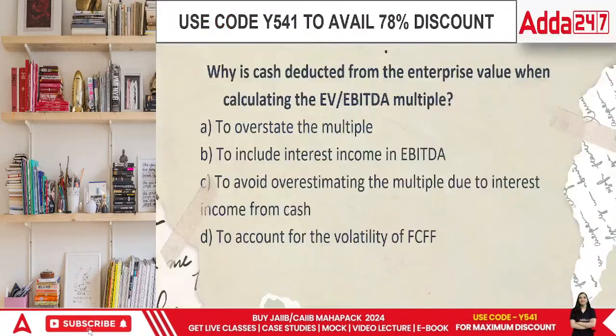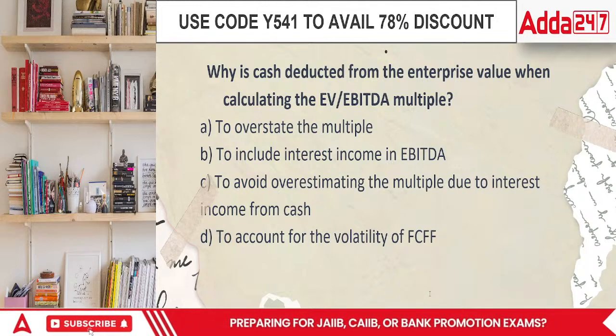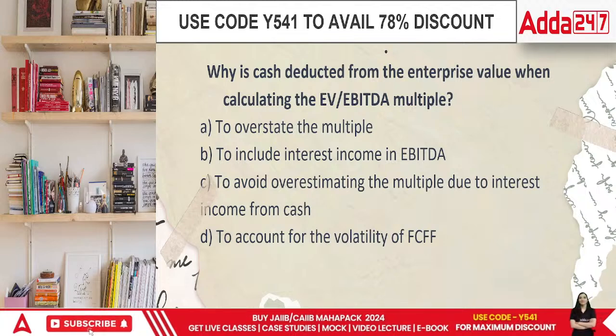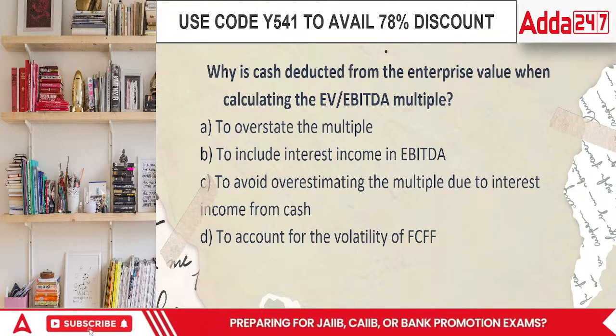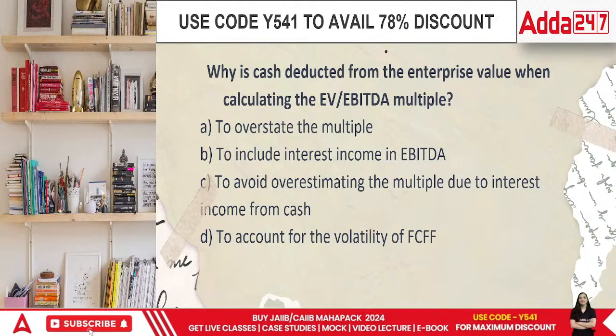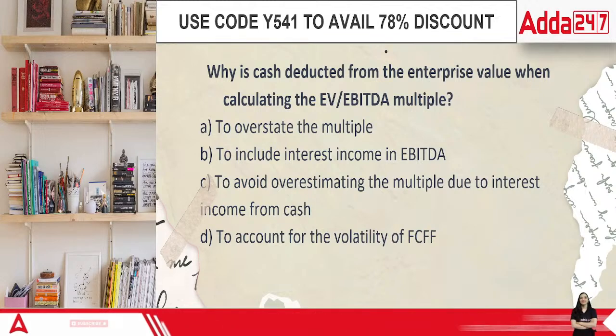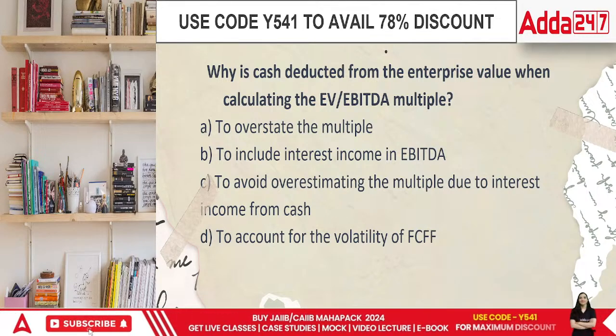Next question, everyone. It says, why is cash deducted from enterprise value when calculating this? We did not keep cash into this. Why? To overstate the multiple, to include the interest income in EBITDA, or to avoid overestimating the multiple due to interest income from cash, or to account for the volatility of FCFF.